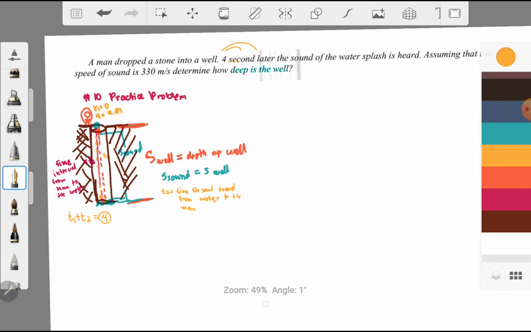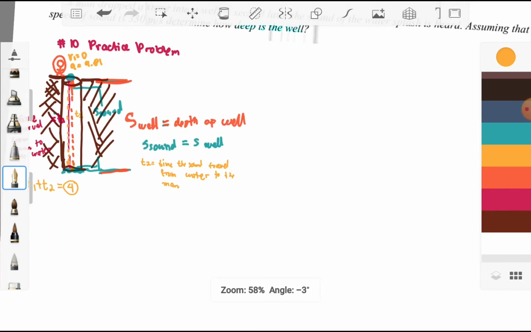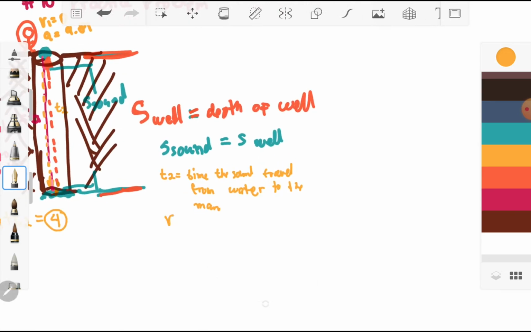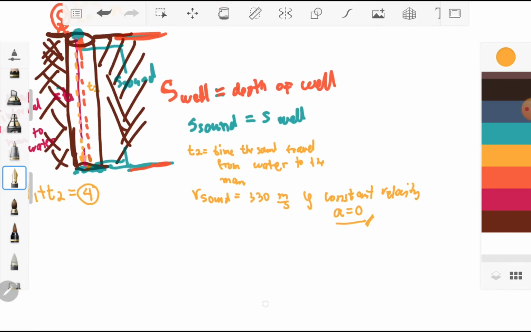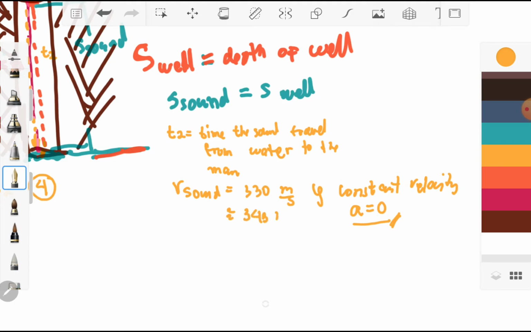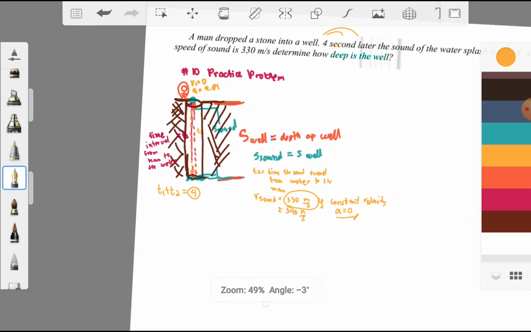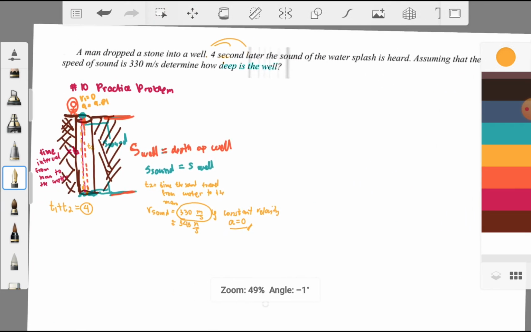So therefore 4 seconds. Next thing is that it was also defined that we will use the speed of sound in your splash. So take note that Vs or V sound is equal to 330 meters per second, and this is a constant velocity, like light. So it is not affected by gravity. So since this is a constant velocity, therefore our acceleration is 0. Okay? So if this 330 meters per second is not given, use 343 meters per second. But since the problem requires us to use 330 meters per second, therefore, we would use this.